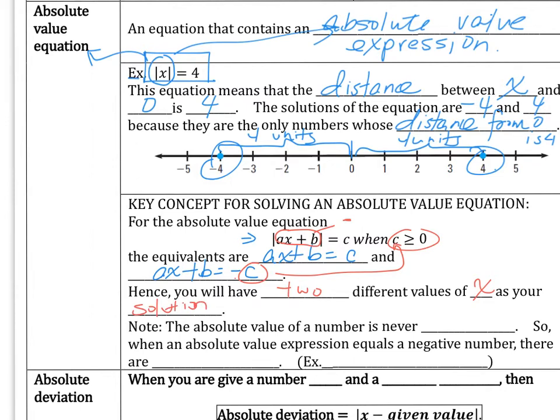Note, the absolute value of a number is never negative. So, when an absolute value expression equals a negative number, there are no solutions. For example, the absolute value of x cannot be equal to a negative number because the distance is always positive. So in this case, there's no solution.